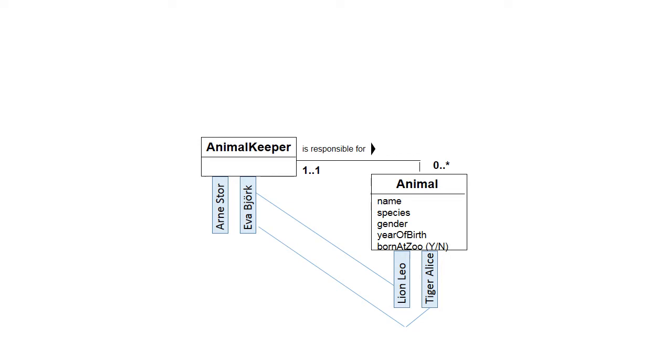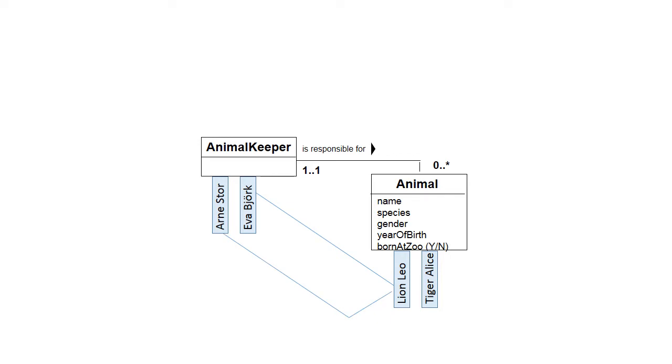In this case, it's 1 to 1, which means that one animal object has to be linked to exactly one animal keeper. The lion Leo is linked to exactly Eva Björk, and the tiger Alice is linked to exactly one animal keeper, Eva Björk. So the multiplicity and the objects that I have shown here are consistent. We do not violate the multiplicity rules.